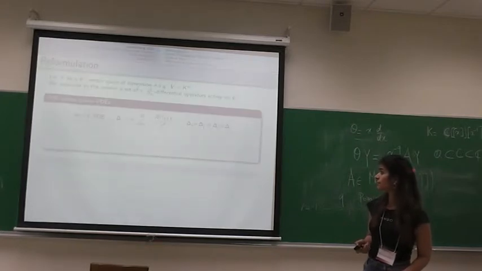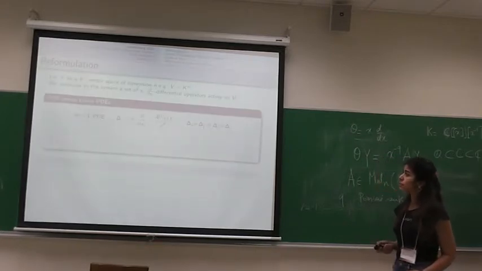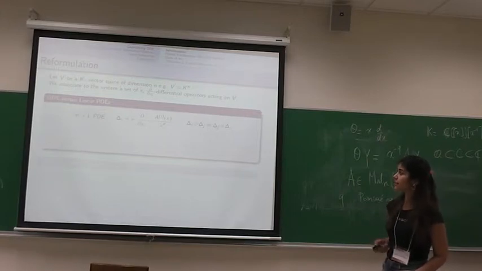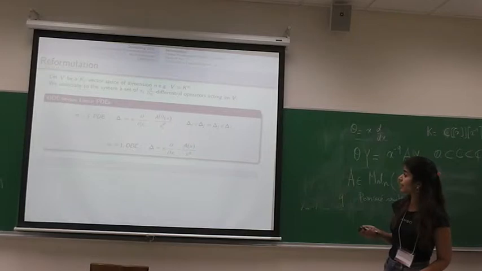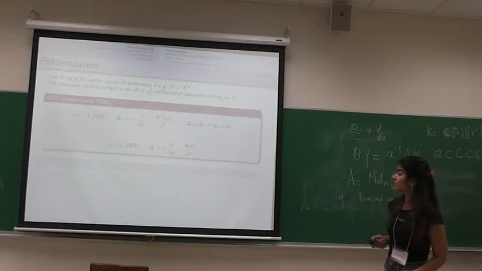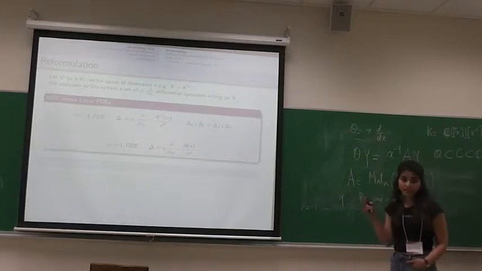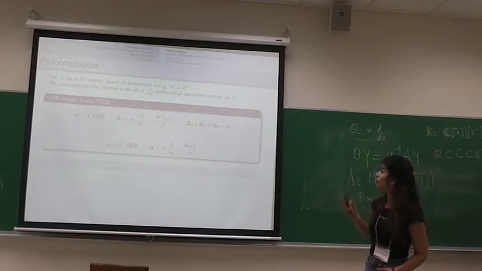For the first part, let V be a K-vector space of dimension n. We associate to the system a set of differential operators acting on V. I reformulate my systems in this way so that you can see that for m greater than 1, that is the case of more than one variable, the systems can be rewritten in these operators, and the integrability conditions are translated to the pairwise commutation of the operators. Now for the case of one variable, we will get the linear ordinary differential system of this form.